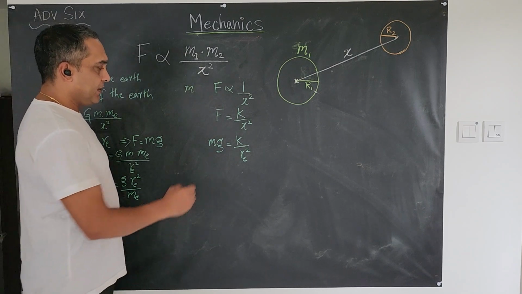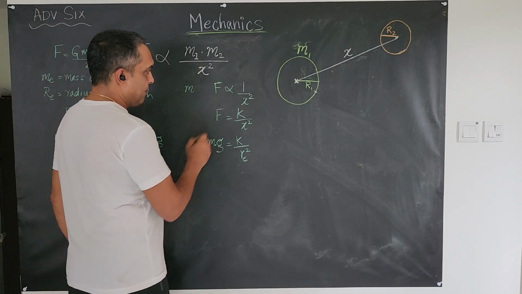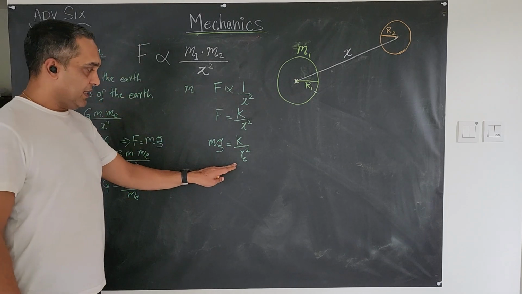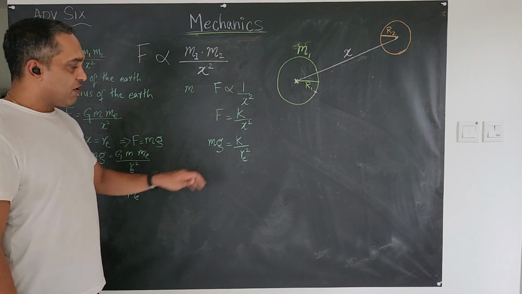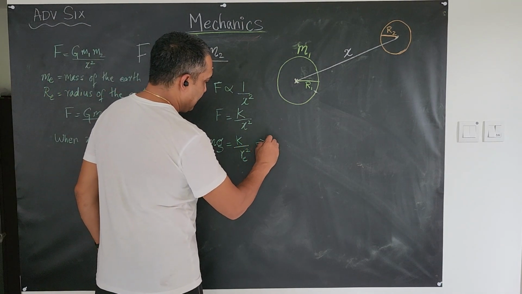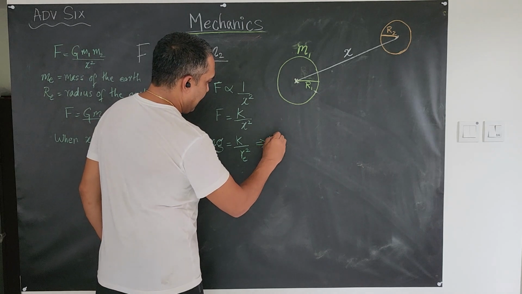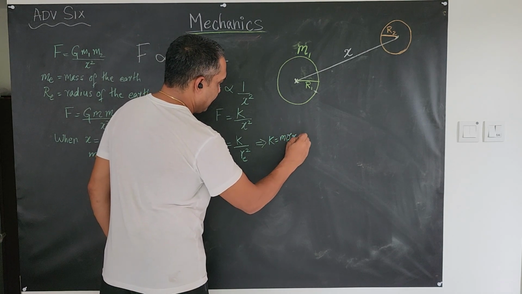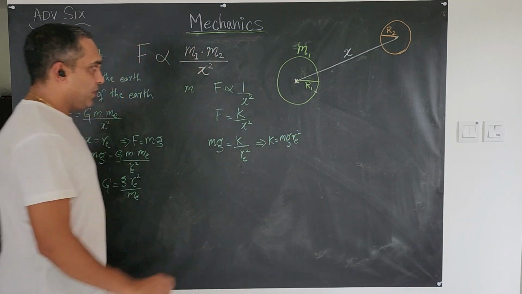On the surface, this is the force, right? This is the gravitational force when you're somewhere out there, but on the surface, the gravitational force is now written this way, which then leads me to write that K is equal to mg, radius of the Earth squared. If you're with me on that.